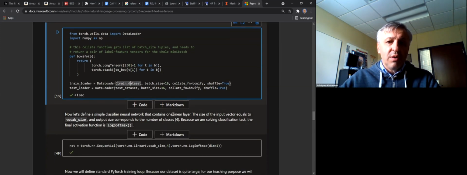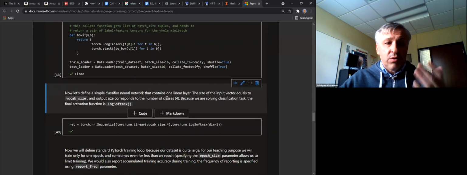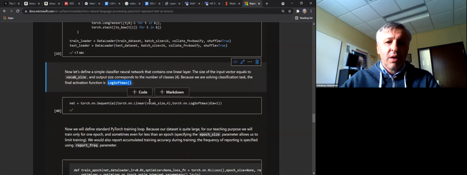This will be literally just a 1-layer model, a linear layer, a very large linear layer. I guess it will have 92,000 inputs, and this linear layer will just do some recombination. Because we are trying to classify this output into one of 4 categories, we just need something like a log softmax function to figure out a probability of a given sentence belonging to one of these 4 classes. So this is the model.